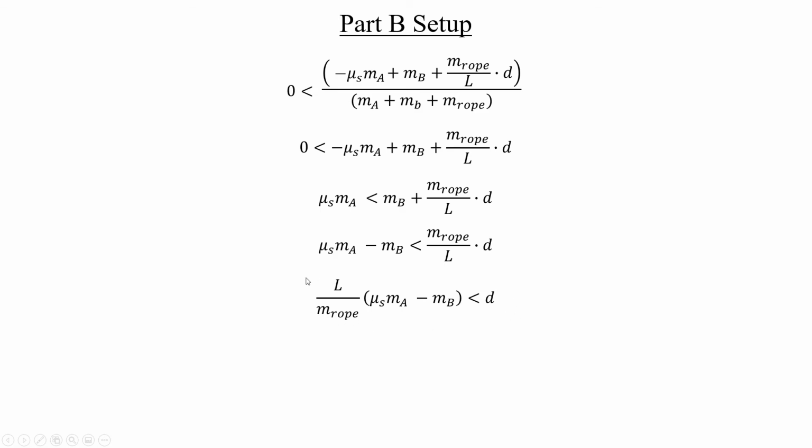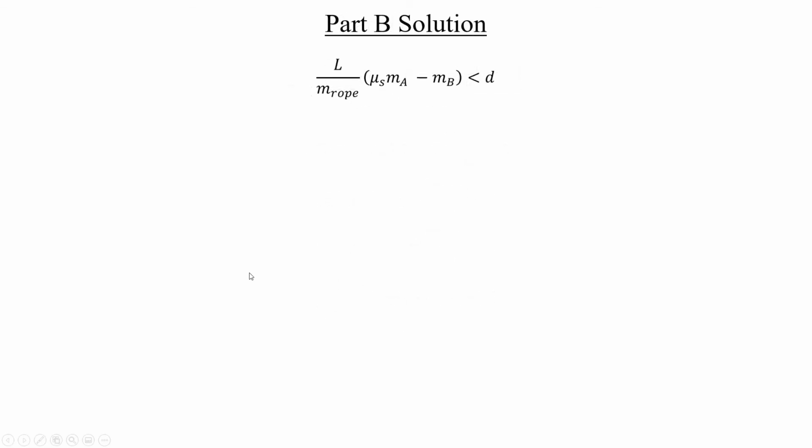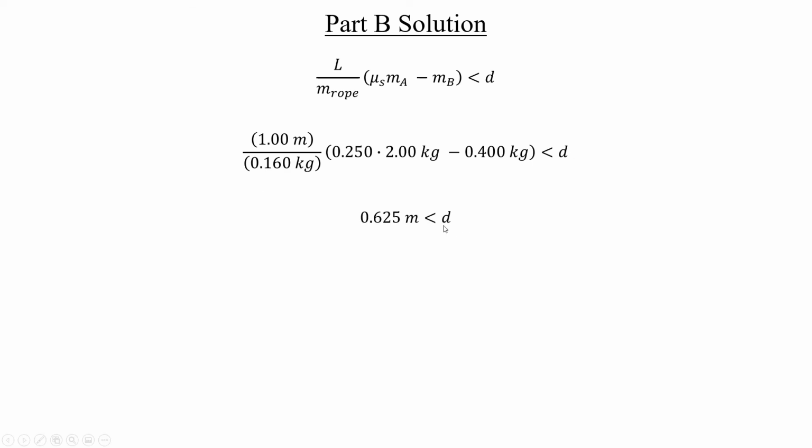So if we move on to the solution part, now that we have the proper expression, we can plug in the numbers that we were given. And what does that tell us? Well, that says that in order for the blocks to start moving, you need to have a length of rope greater than 0.625 meters to fall down.